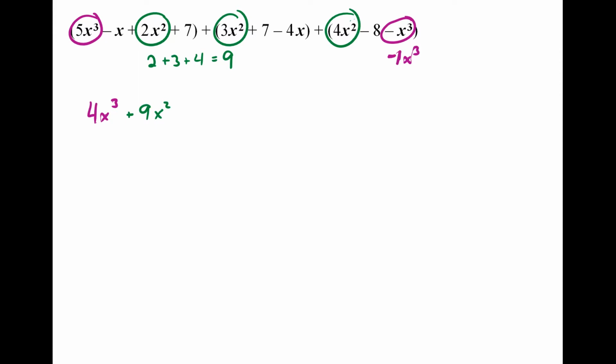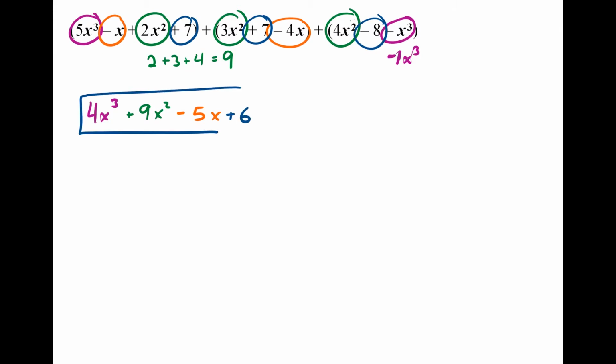Next term down, the x's. So I have minus x, another one here. Negative 1 plus negative 4, that would be negative 5x. And then my constants. I get a plus 7, a plus 7, and a minus 8. So 7 plus 7 is 14, minus 8 would be 6.